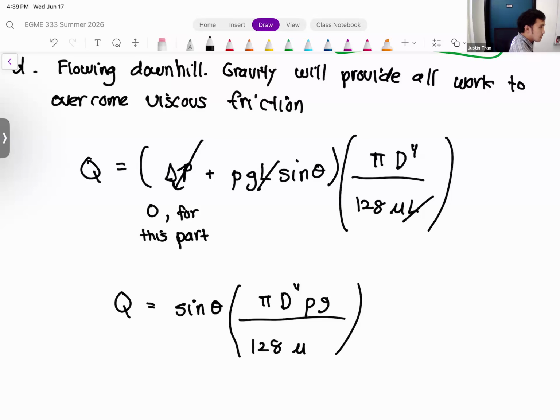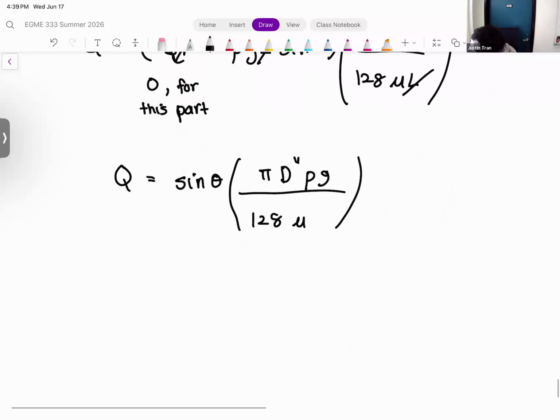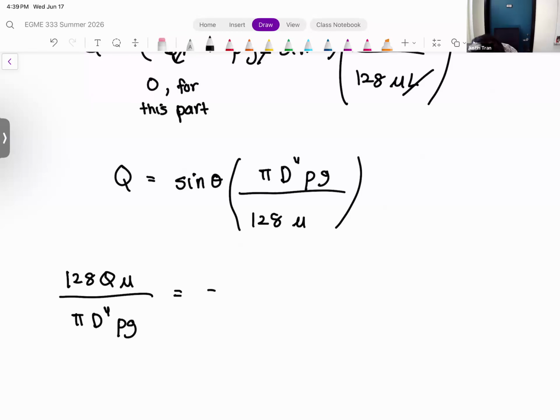All right, and so from here it's just simple algebra. Let's go ahead and isolate theta. Let's multiply both sides by the reciprocal of that fraction there. And so we have 128 times Q times mu divided by pi d to the fourth times rho times g. This is equal to sine theta.